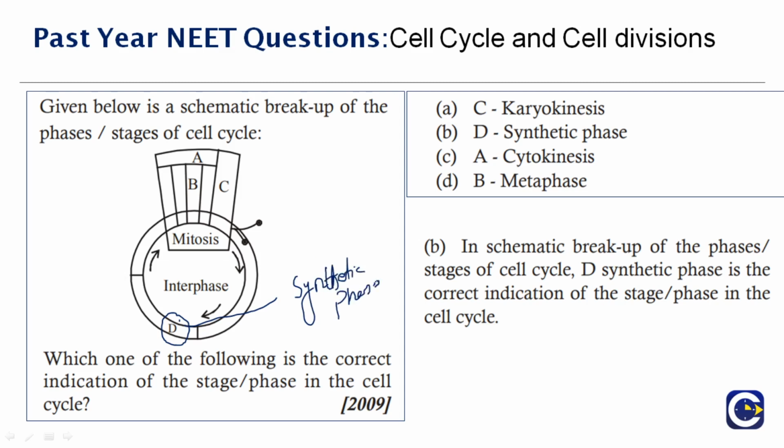Here they have clearly mentioned a systematic breakup of the phases, or you can call them the stages of the cell cycle. D, the synthetic phase, is the correct indication of this stage. All the others actually represent the wrong indication. Only D represents a correct indication. Therefore, option B, D, synthetic phase, is the right answer. Okay, let's move on to the next question here.